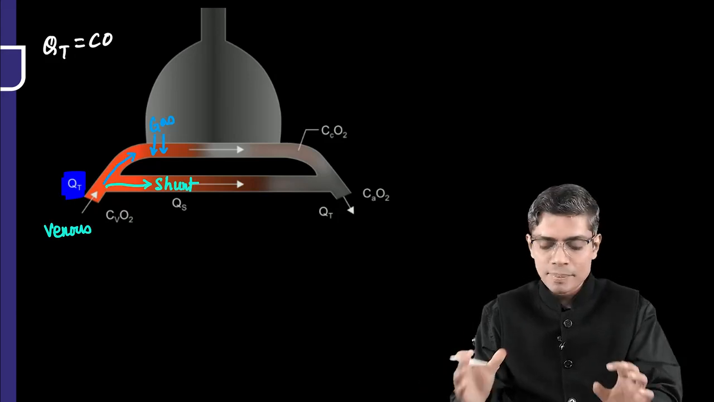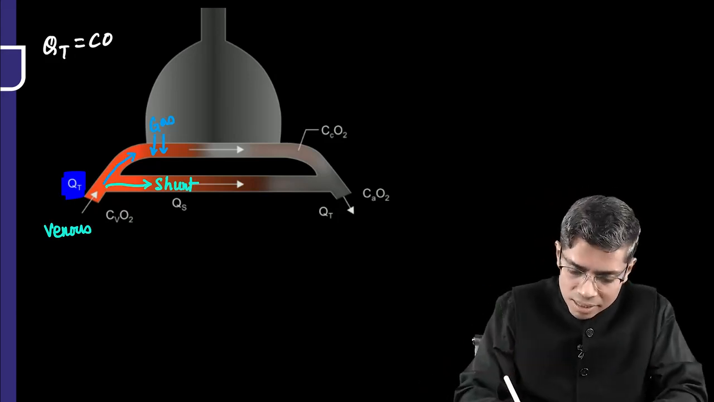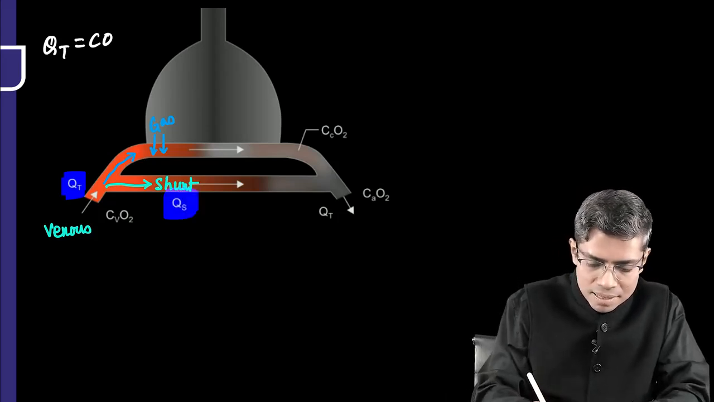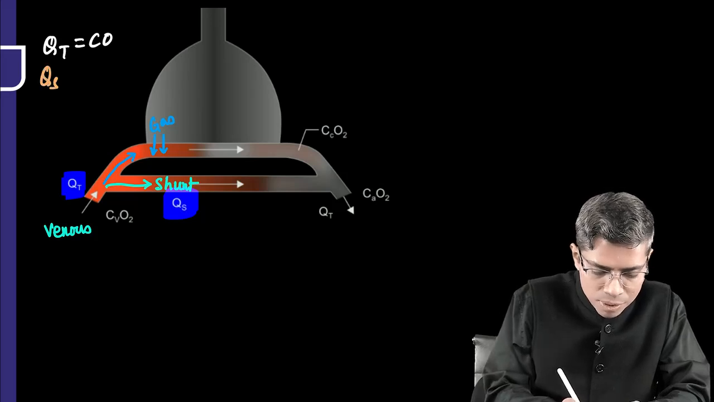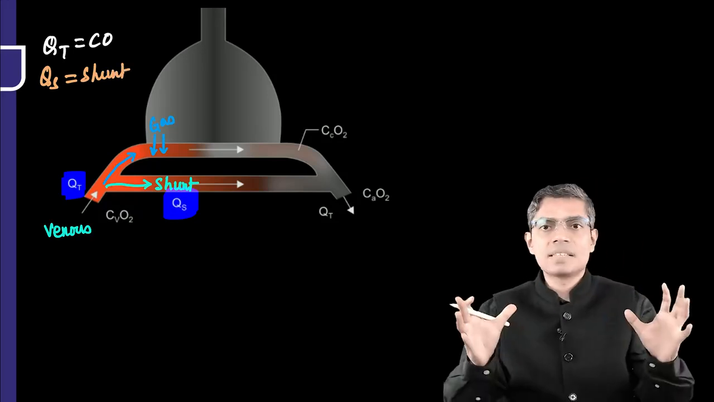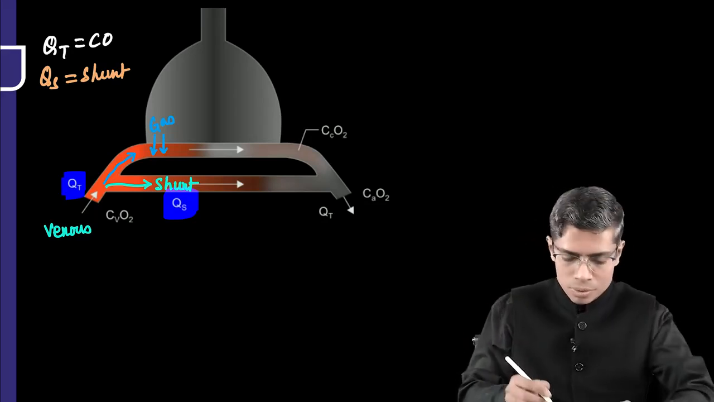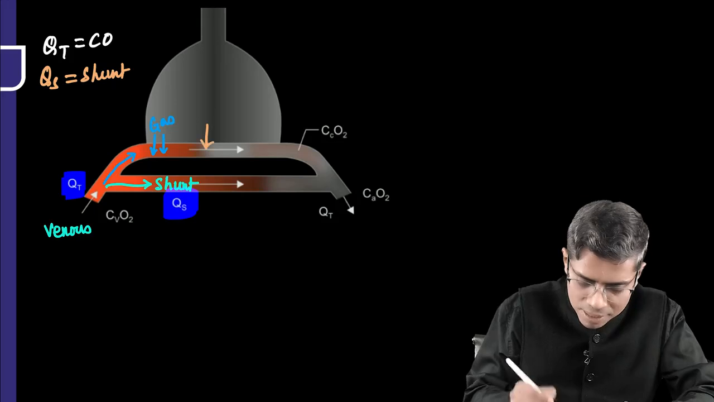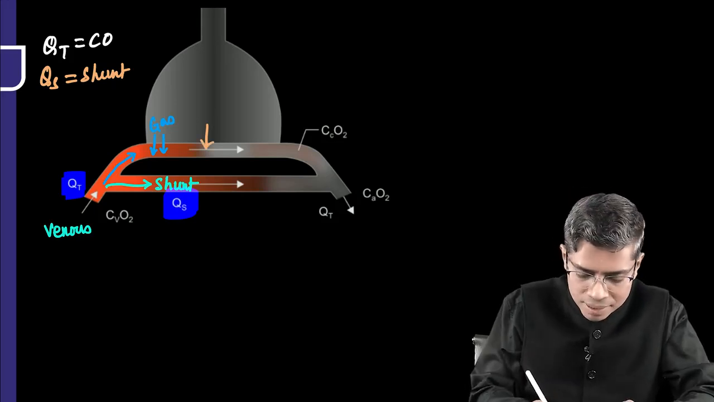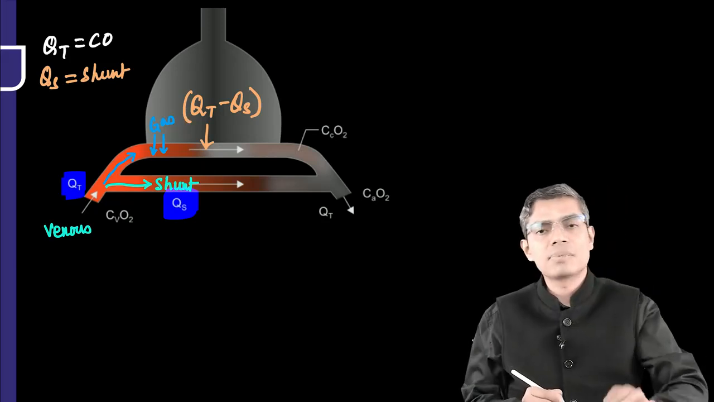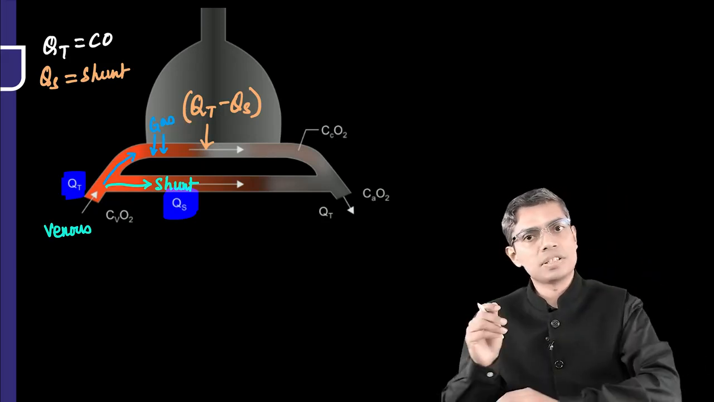So suppose I am assuming that the shunt portion of blood is QS. QS is the shunt amount of blood, X volume of blood, right? So what is the volume of blood that is passing through this exchange zone? That will be total volume, that is QT minus QS. Simple, right? So that is the volume of blood which is passing through the exchange.